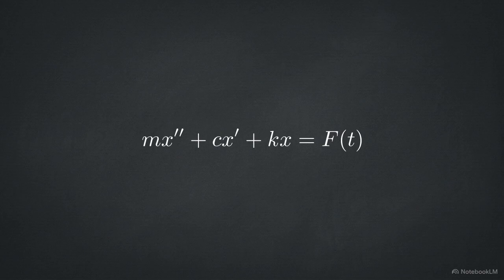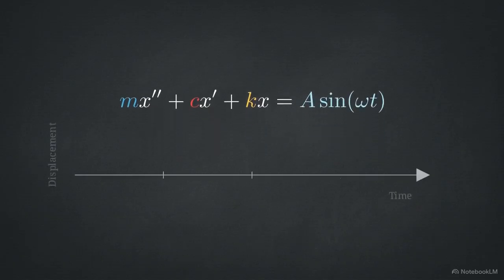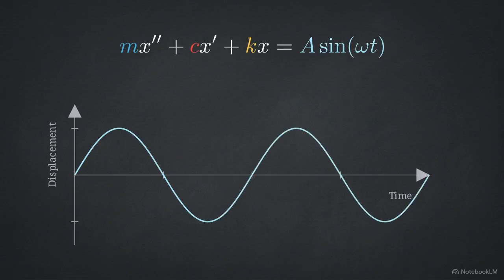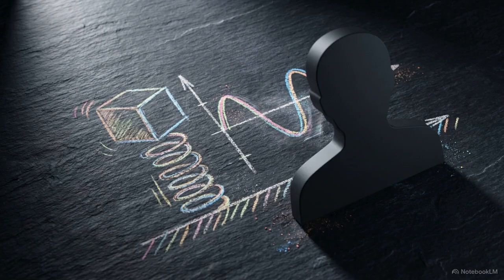To calculate exactly where that mass will be at any given millisecond, engineers rely on this governing differential equation. The variables m, c, and k represent our mass, damping, and stiffness, and they all react to whatever external force is driving the system, written here as f of t. When that external force is a repeating physical vibration, f of t expands into a pure sine wave, tracing the physical oscillation through time.